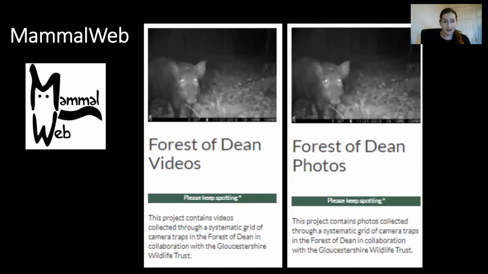So ecologically the same, but do people find it easier to classify videos or photos? And is there a general preference amongst members of the public for one over the other? To find this out, I uploaded both videos and photos to projects on MammalWeb, which is our citizen science website. So I made two projects that were exactly the same, other than one contained photos to be classified and one contained videos.